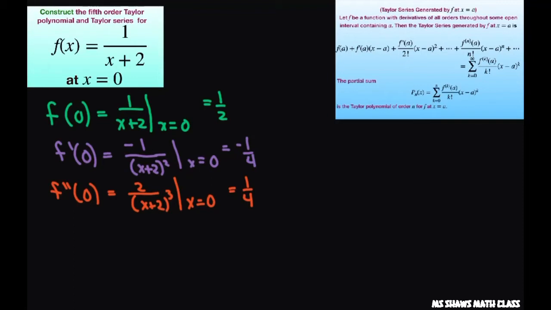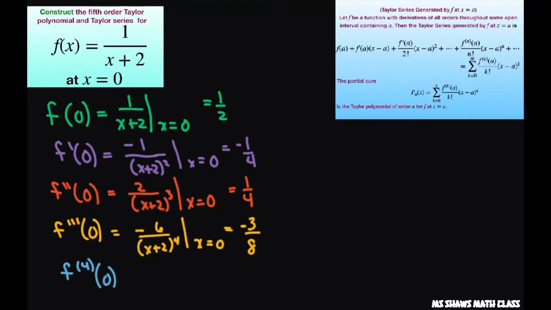And then we have the third derivative. That's going to equal -6 divided by x plus 2 to the 4th, and we evaluate that at x equals 0. That's going to give me -3 divided by 8. Take the fourth derivative, and that's going to give me 24 divided by x plus 2 to the 5th at x equals 0. That equals 3/4.